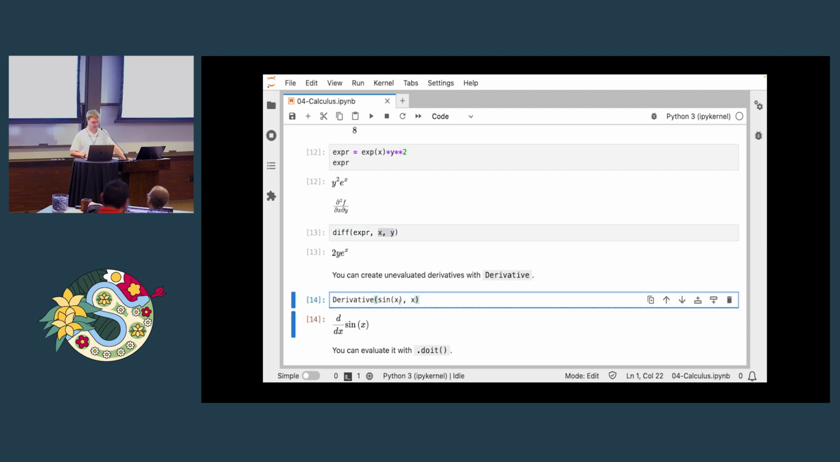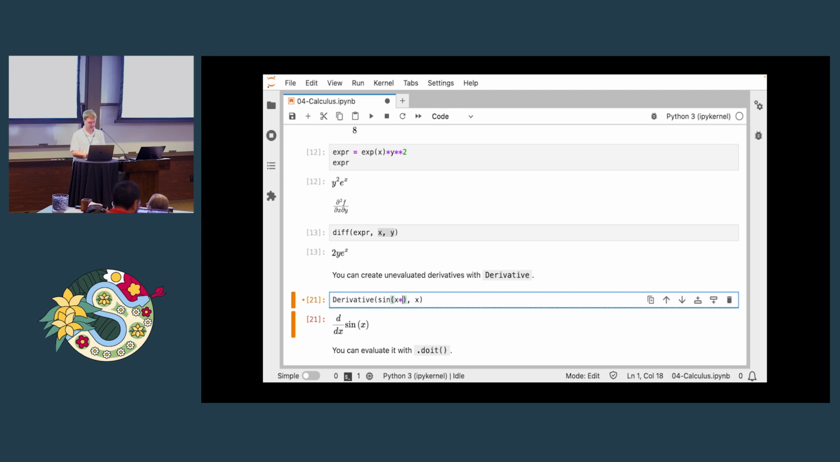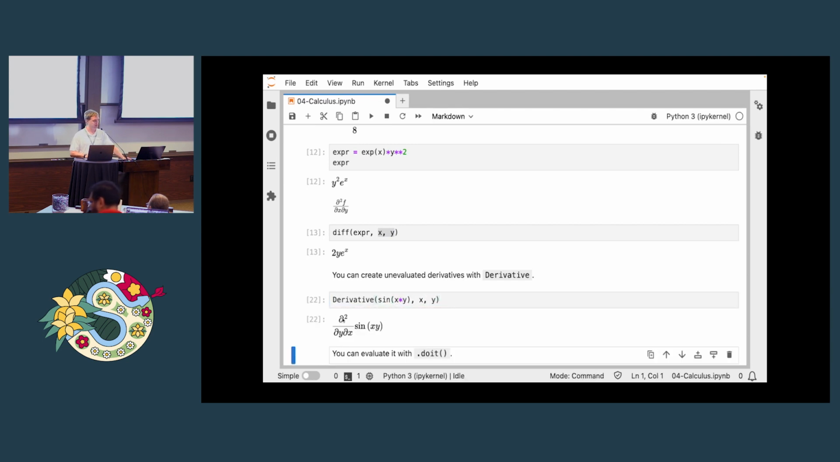They will print differently though. So for example, here, if I have just an ordinary derivative, it uses this d, and if I had a partial derivative, it would print with the partial symbol. But the distinction is something that doesn't really matter for what SymPy is doing in terms of symbolic evaluation. So they both just use diff and Derivative.